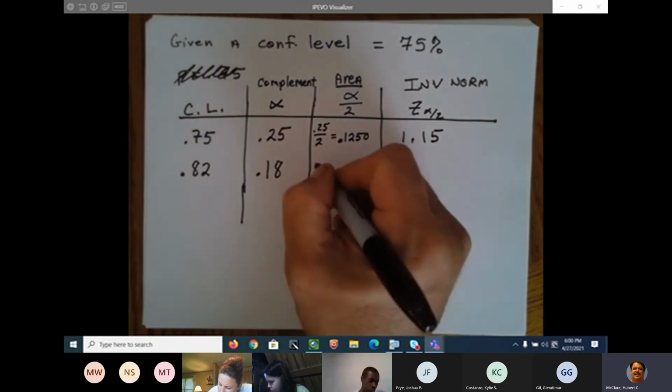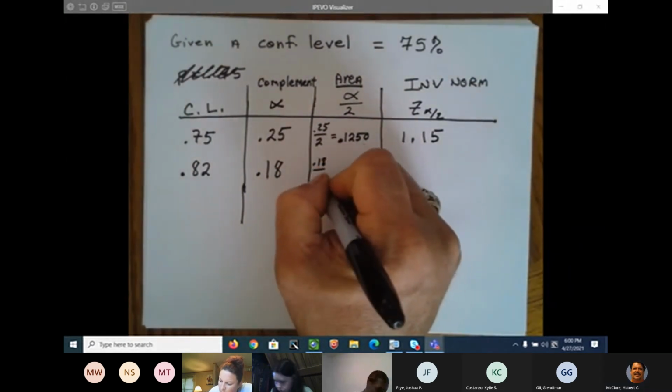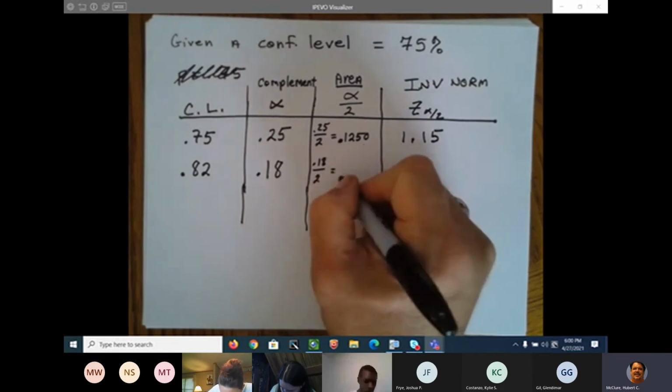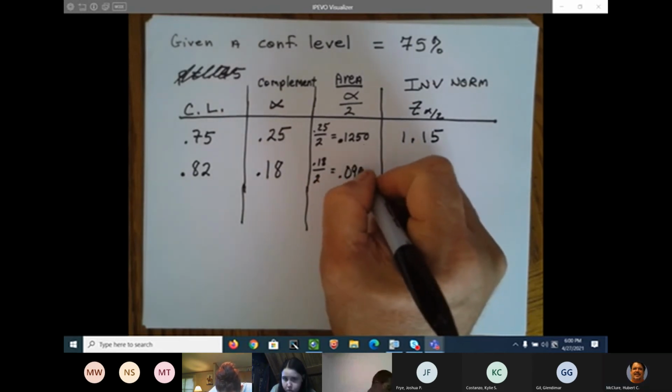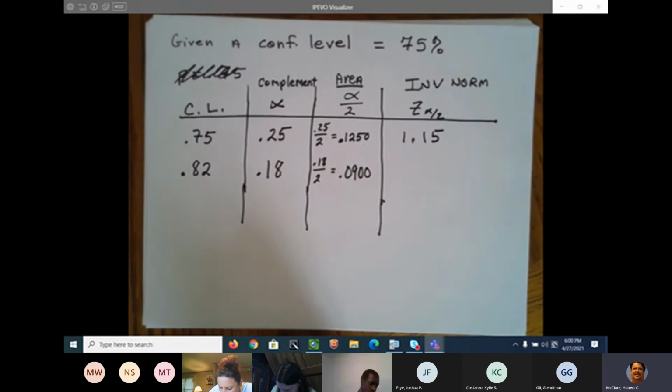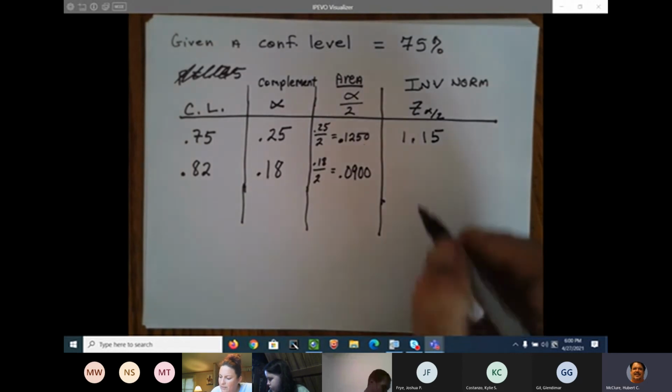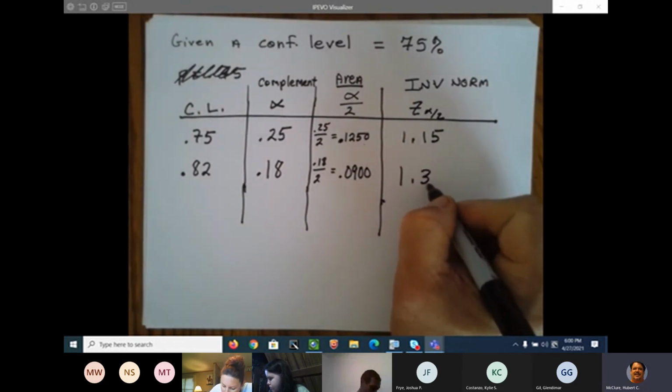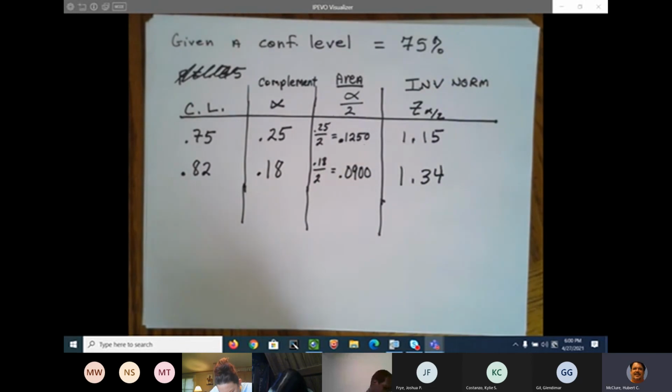And what's 0.18 divided by 2? 0.09. Good job. And somebody put inverse norm 0.0900, and give me the absolute value. I don't need the negative. 1.34. Good job. Let's do 2 more.